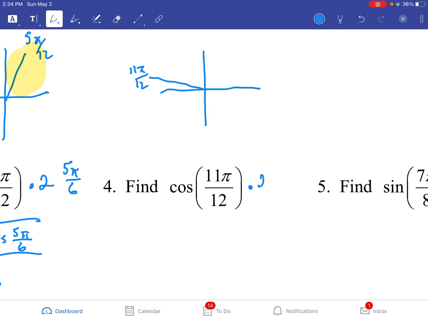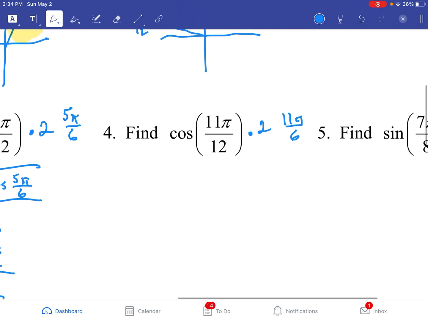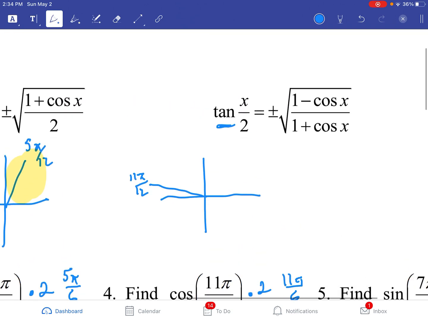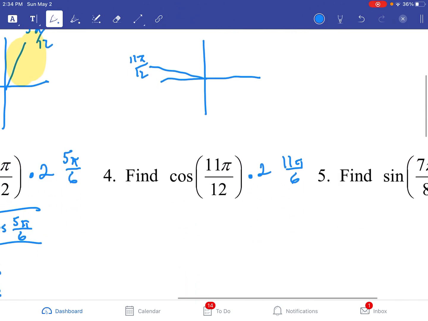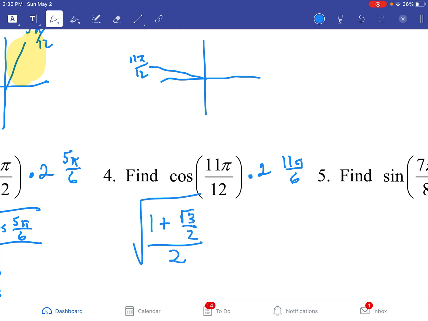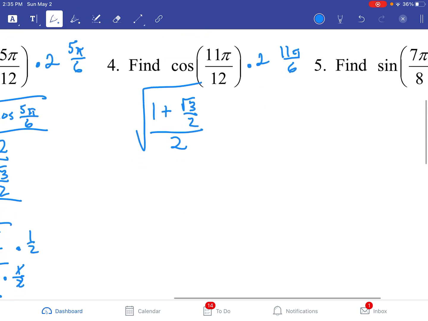So if we're multiplying this by 2, so we can make it a half angle, it's going to be 11 pi over 6. So that's the value we're going to put into our formula. Remember, our formula is 1 plus cosine of x over 2. So you have 1 plus the cosine of 11 pi over 6, which is root 3 over 2, and then divided by 2 with a big square root on it.